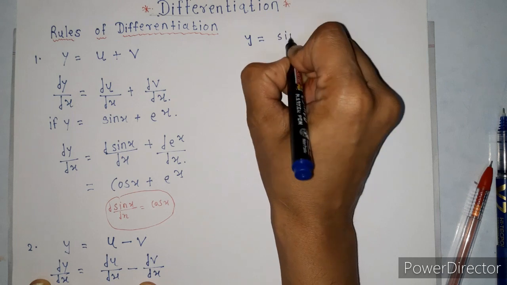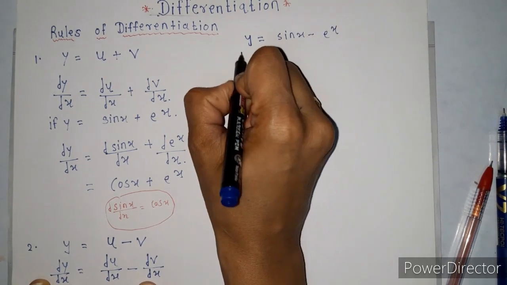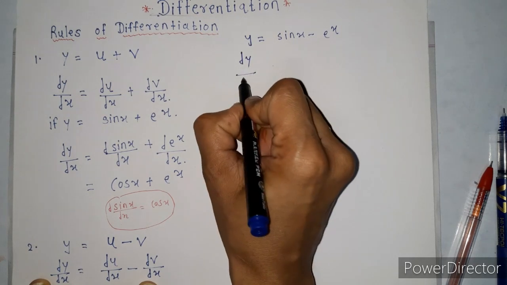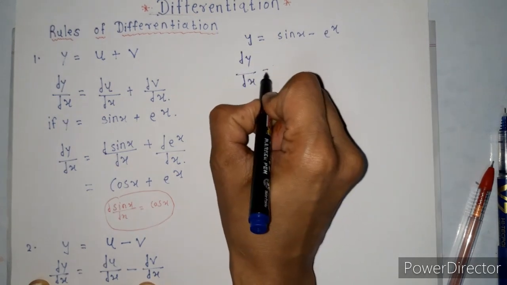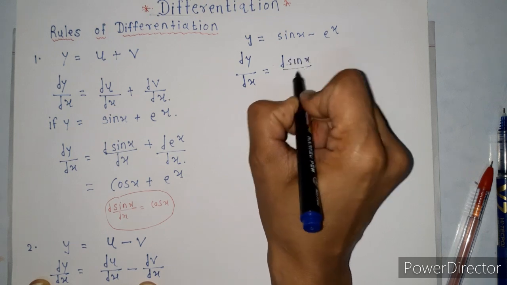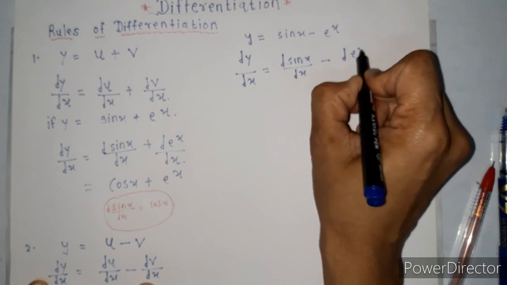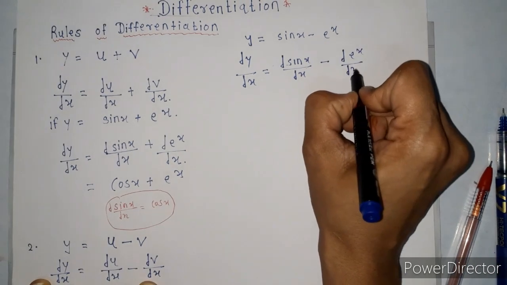sin x minus e raised to x. In this case, differentiation of y with respect to x equals differentiation of sin x with respect to x minus differentiation of e raised to x with respect to x.